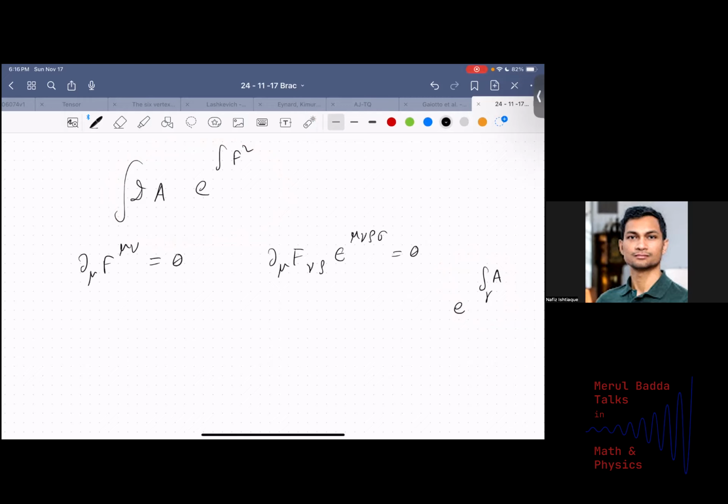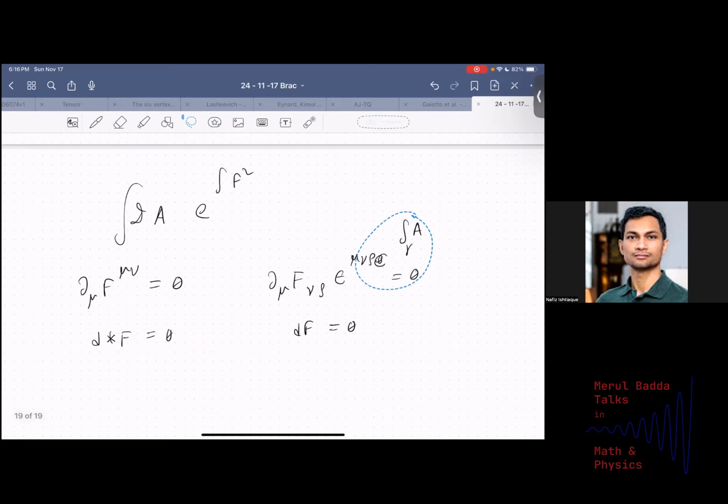And in terms of differential forms, you can say that this is d star F equals 0, and this is dF equals 0, right? You have seen these equations before. Okay. So these are the usual equations of motion without sources. So there's nothing here.